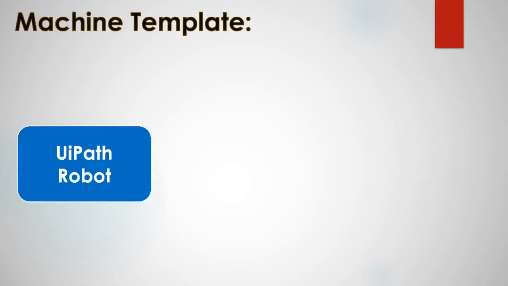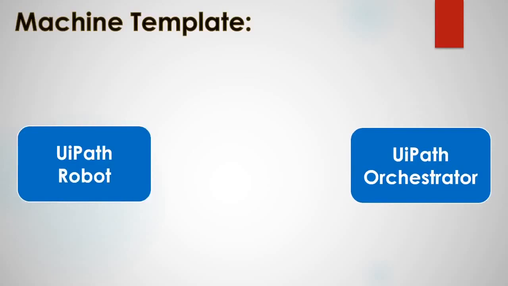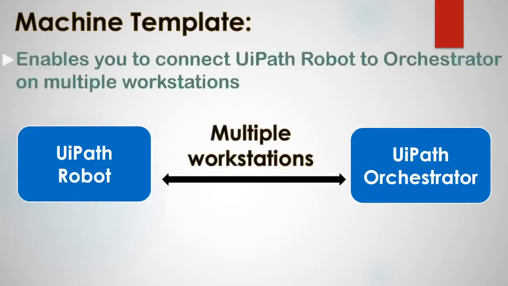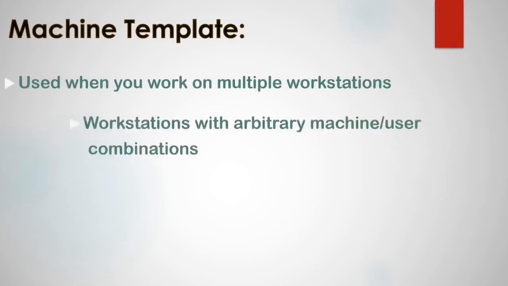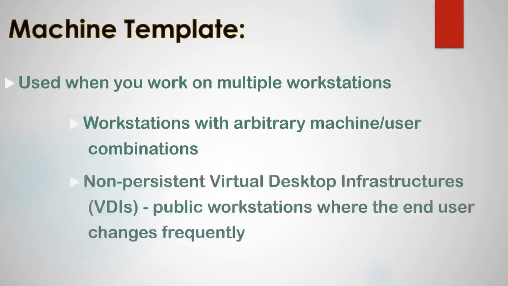Whereas the machine template enables you to connect UiPath Robot and UiPath Orchestrator on multiple workstations. Because of this feature, a machine template can be used when you work on multiple workstations. For example, workstations with arbitrary machines and user combinations. Also, machine templates can be used on non-persistent VDIs, that is the public workstations where the end user changes frequently.